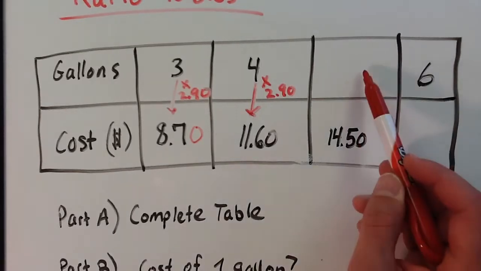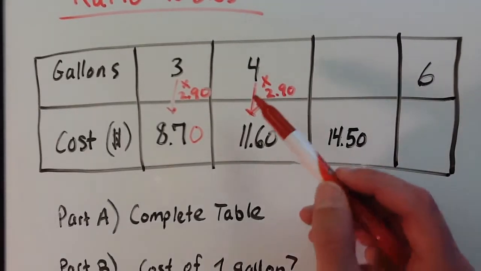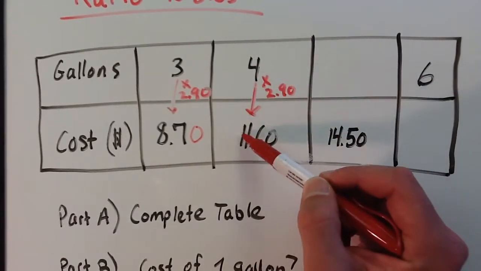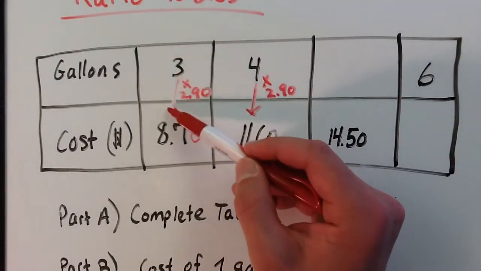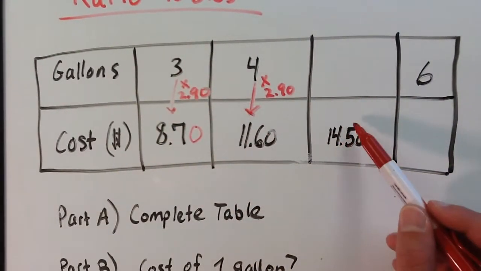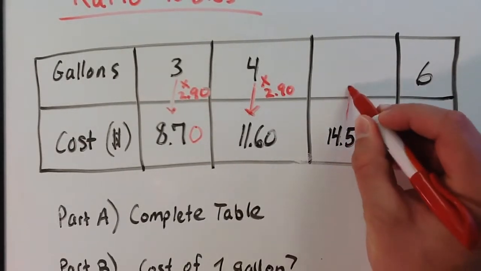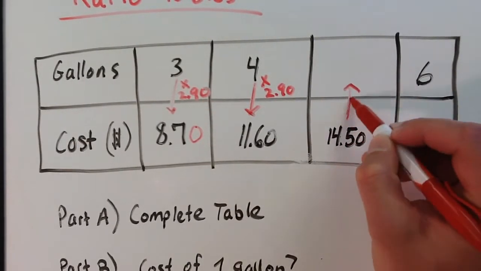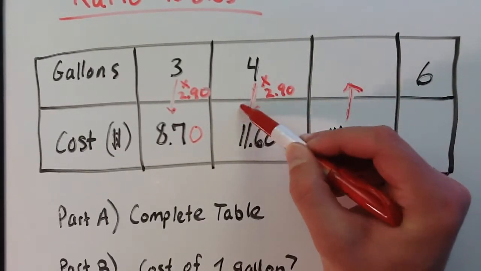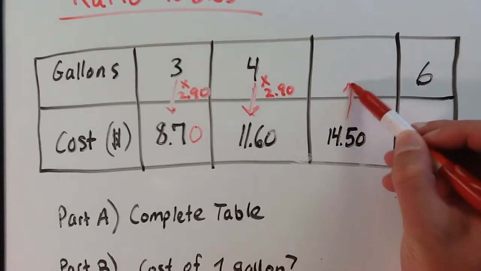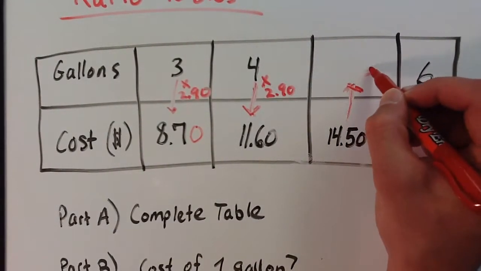Now, how many gallons would cost $14.50? Do you see how we're going from gallons to cost, and we're multiplying the number of gallons times the cost? Well, what if we know the cost and we want to know the gallons? We have to go this direction, right? As you can see, going from here to here is multiplication. So if we go backwards, or do the inverse of multiplication, that would be division, right?